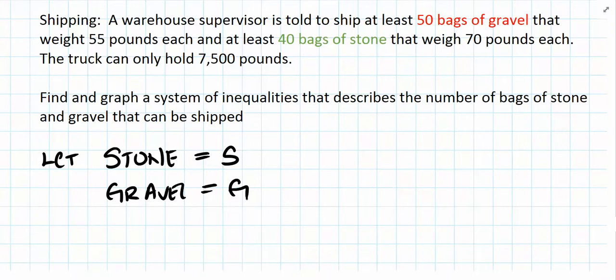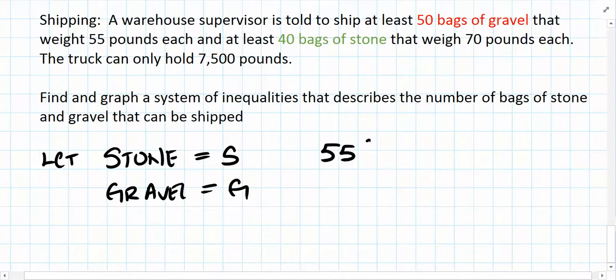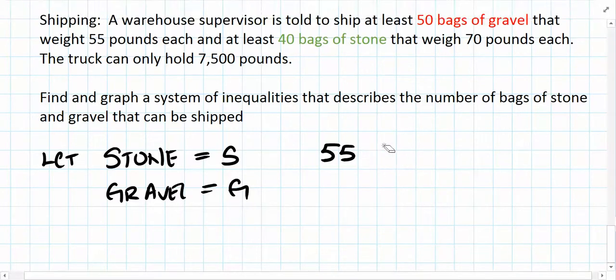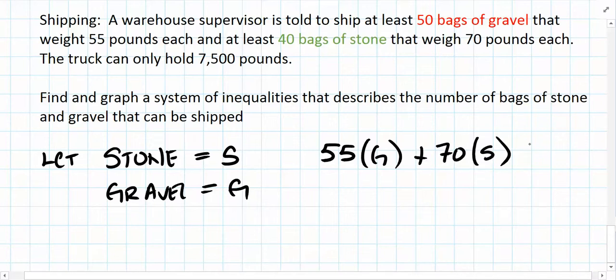The weight. So like stone weighs 55 pounds. Yep, so 55 pounds for every bag of stone. No, sorry, gravel was 55. Oh, okay. So it's important to get it right. All right, so 55 pounds for my gravel, plus, what else do I know? 70 pounds for every bag of stone. Has to be less than or equal to what? 7,500. Good. What else do I have to know?